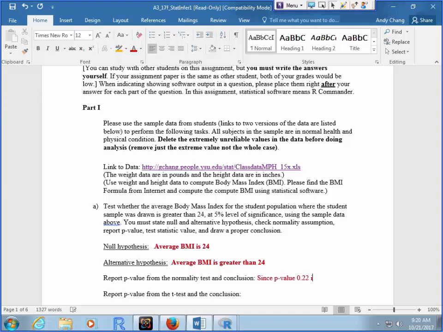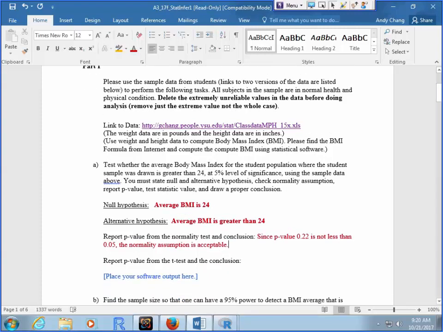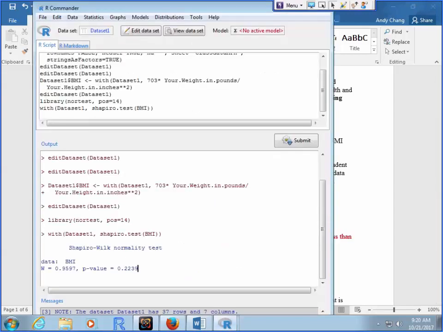0.22 is not less than 0.05. The normality assumption is acceptable. That's a good statement, right? Because the goal for this test is for testing normality, okay? And then you want to report the p-value for the t-test. Now this time you want to do the t-test.